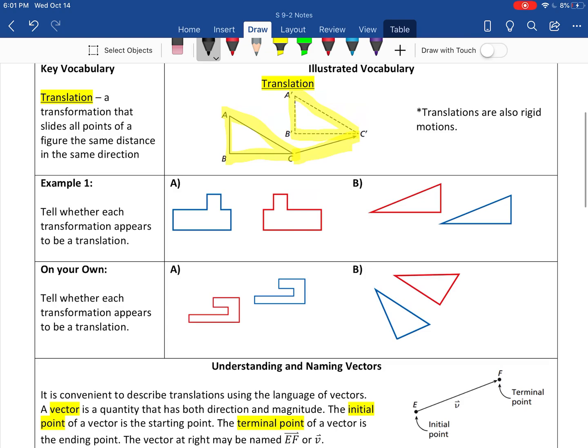So, for example 1, we want to tell whether each transformation appears to be a translation. Looking at A, it is not a translation because this flips over here. This is actually a reflection with your line of reflection there. So, we can say no, it's a reflection. All right. Looking here, trying to figure out if this is a translation, and it is, because this blue figure slides left and up to the red one. So we can say that, yes, this is a translation. So go ahead and do the next two on your own. Pause the video and then unpause when you're ready.